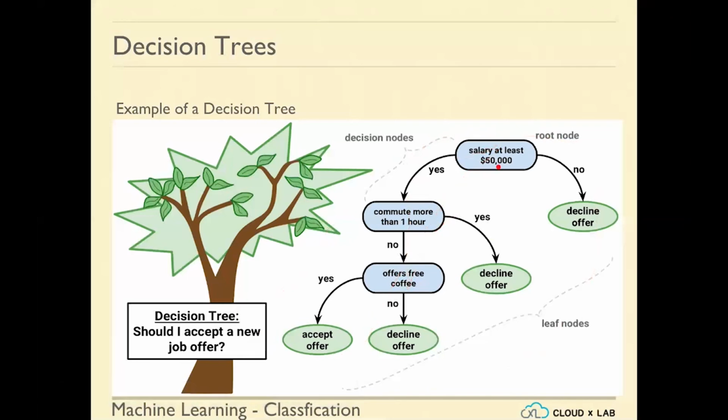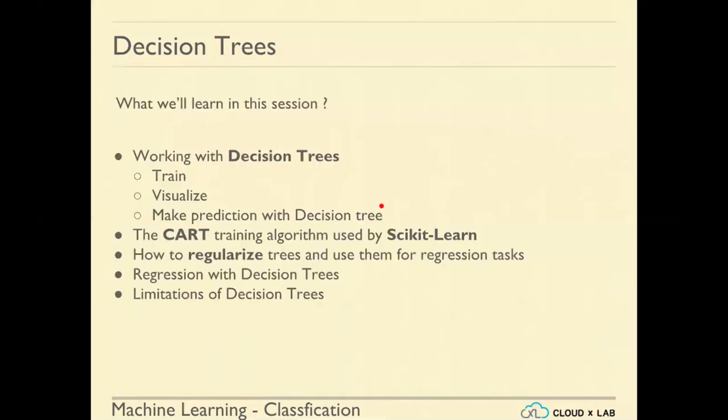If the feature F is between this and that, then do this. If the feature is not between this and that, then do this. If the feature is greater than this, then do this, and so on. So that's how we prepare the decision tree. There is an algorithm called CART, which helps us prepare these decision trees. So we will learn how to work with decision trees. We will train, visualize, and make predictions with decision trees, and then the CART training algorithm will be used.